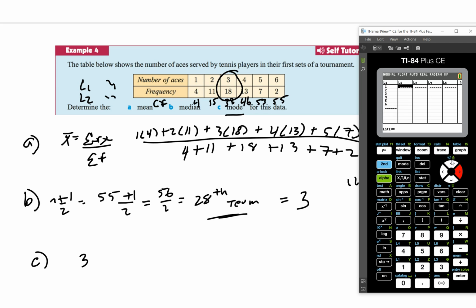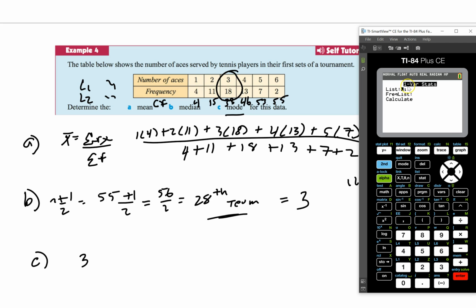Then type in the frequency under L2: 4, 11, 18, 13, 7, and 2. Now we're going to do the same thing we did before. We're going to quit and go to stat, then over to calculate. Even though there are 2 sets of data, we still use 1-variable stats, so we only have 1 variable we're talking about here.